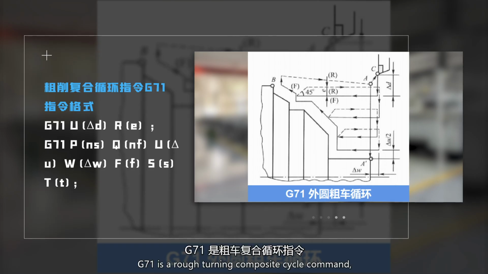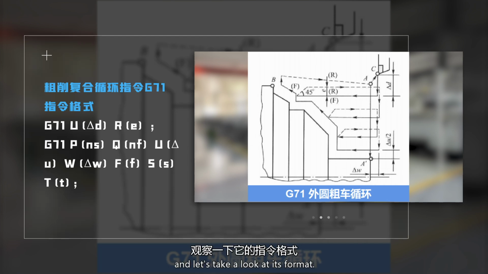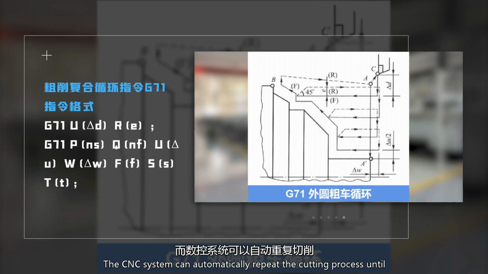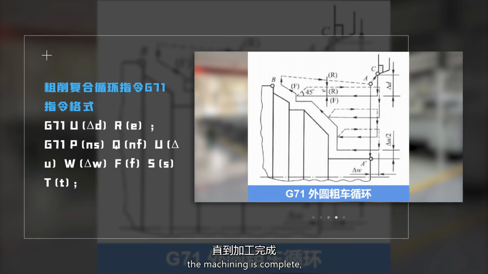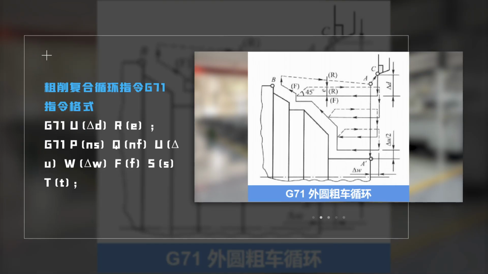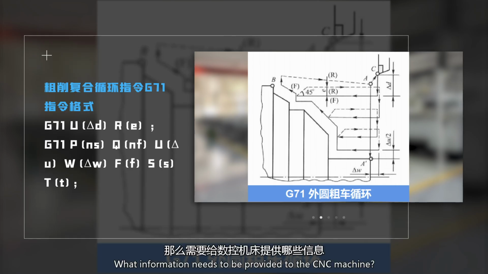G71 is a rough-turning composite cycle command, and let's take a look at its format. The so-called composite fixed cycle allows multiple repetitive actions to be represented by a single command. The CNC system can automatically repeat the cutting process until the machining is complete, without the need for manually writing each cutting path. What information needs to be provided to the CNC machine?